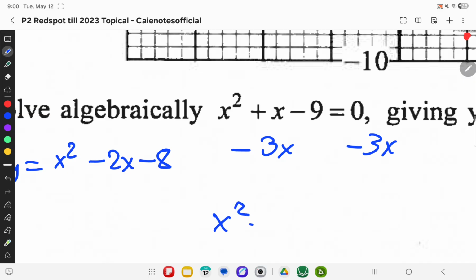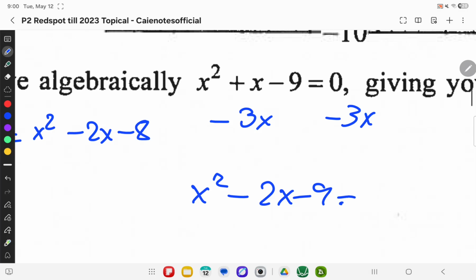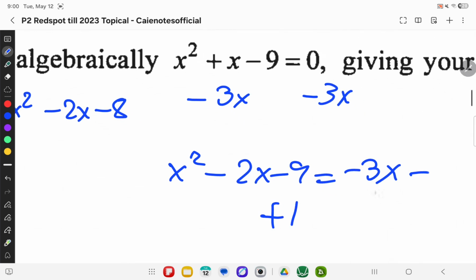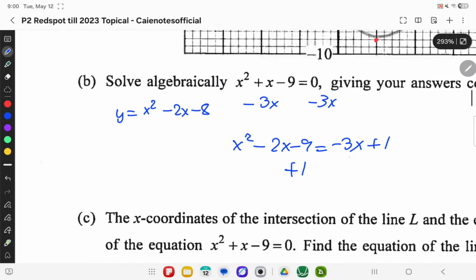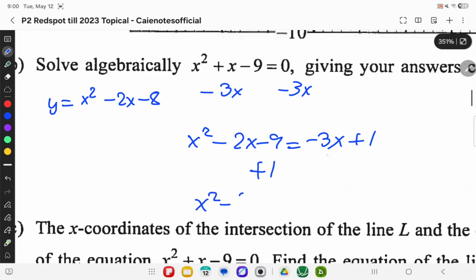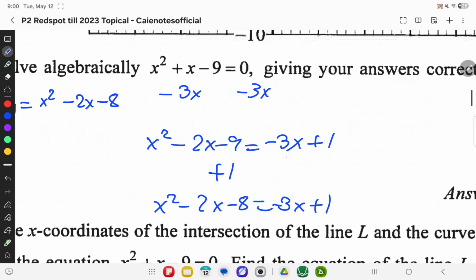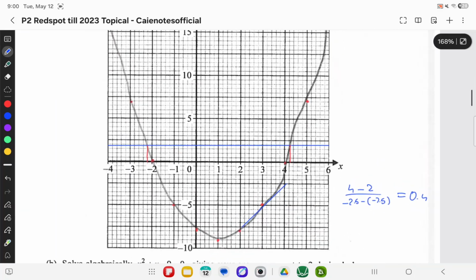So this is x squared minus 2x minus 9 is equal to negative 3x. This is negative 8, this is negative 9. How do we make it the same? We add 1 on both sides, of course. And so we will see this is x squared minus 2x minus 8 is equal to negative 3x plus 1. This is also an equation, both in terms of y, and we can solve them easily by plotting this on the curve, like so.